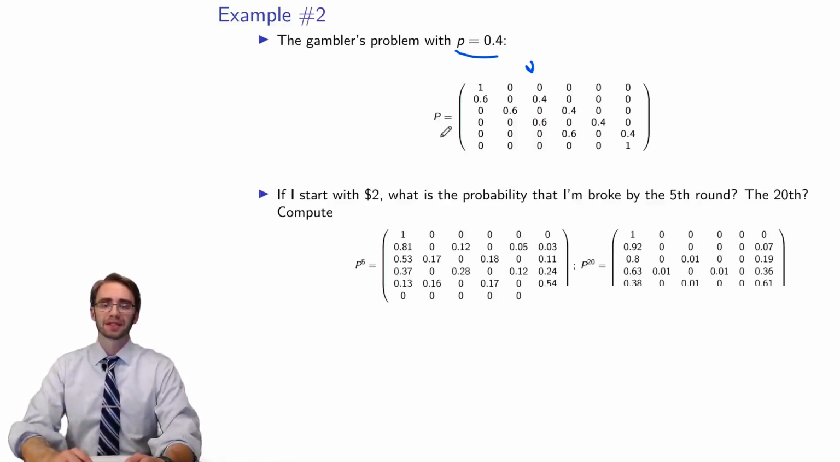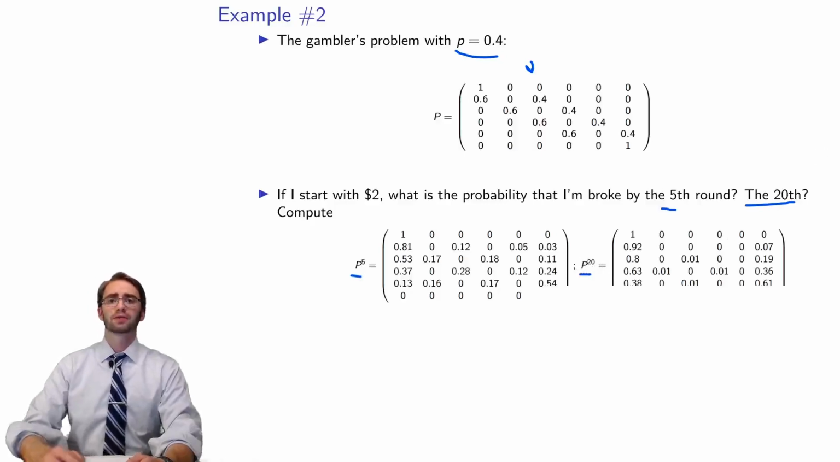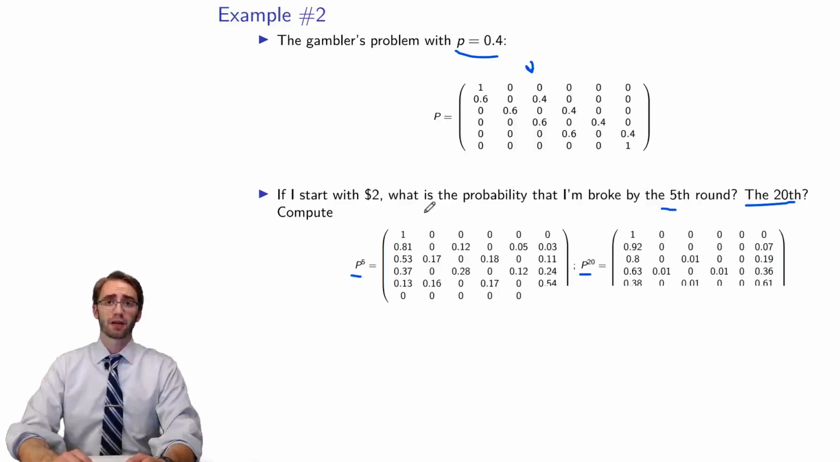The gambler's problem looks like this, and I can ask the question, if I start with $2, what is the probability that I'm broke by the 5th round or the 20th? And to compute that, we do the following. We say, okay, P is this thing, and so I ask about the 5th round, so I take P to the 5th, and I ask about the 20th round, so I take P to the 20th. And the question was, what's the probability that I am broke by the 5th round if I start with $2?